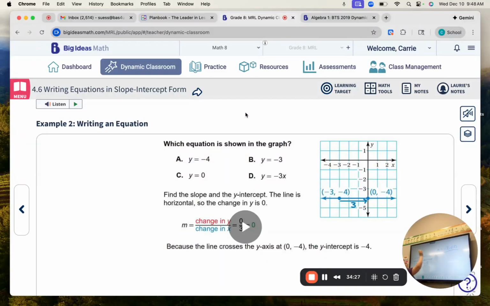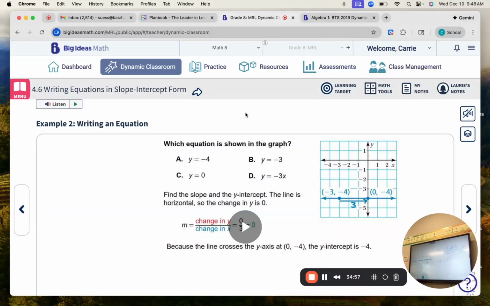All right, so we're going to start. -2 minus a -2 over -6 minus 1. Everybody agree? Yes. All right, so this negative becomes a positive. So -2 plus 2 is 0. -6 minus 1 is -7. 0 divided by -7 is what? 0. So what's my slope?